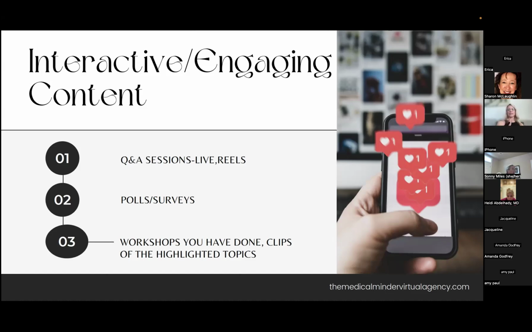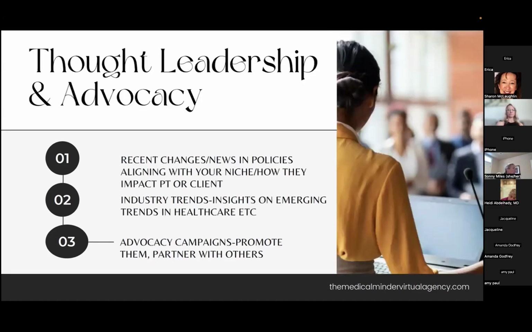And then also share workshops you have done, clips of the highlighted topics, podcasts you've been on, etc. Then make the caption interactive and ask, what do you think of this? Comment below, let's have a conversation, etc. So you just want to share and have them interact in different ways.